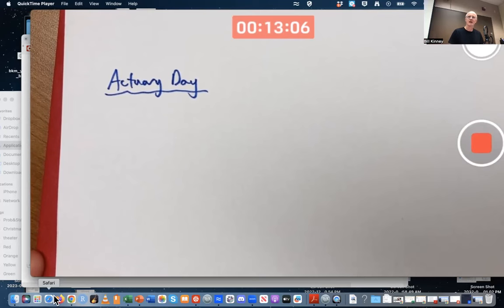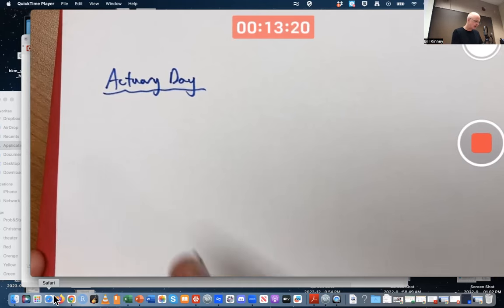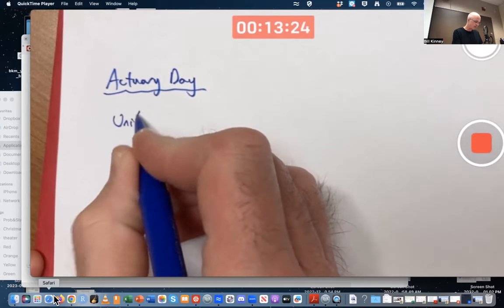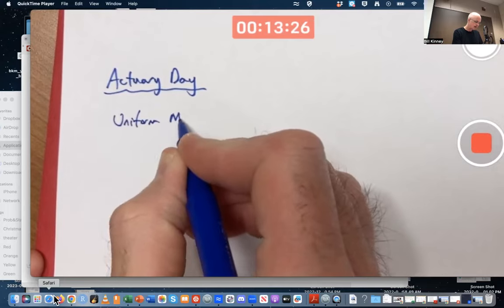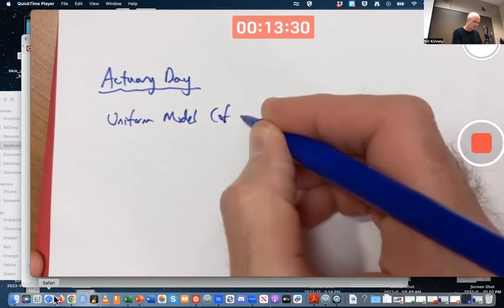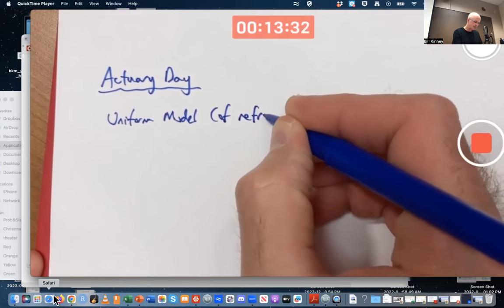What do you do? Probability models. And you're not sure what to try, so you just got to try different things and see how it matches the data. It's comparing the probability model with the statistical data. So you might try starting with, say, a uniform model of refrigerator lifetimes.